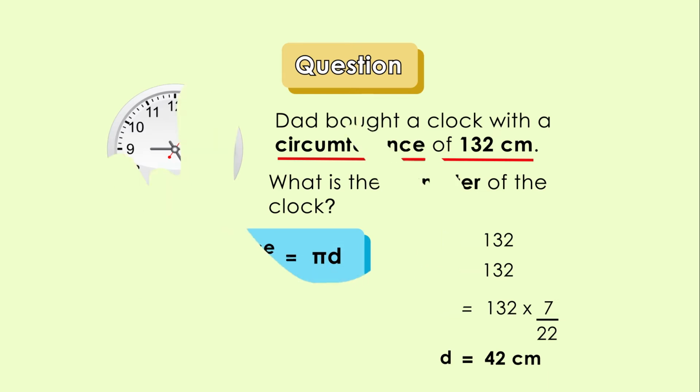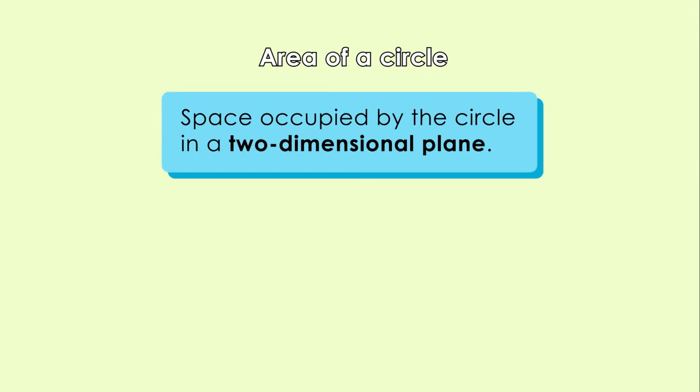Now, let's learn how to determine the area of a circle. The area of a circle is the space occupied by the circle in a two-dimensional plane. Up next, let's discover how to find the area of a circle in the short video.